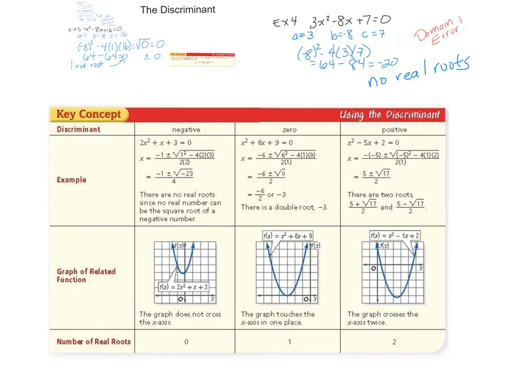Here's a summary. If we have a negative discriminant, we get no real roots because the graph will never cross the x-axis. If we get a discriminant of 0, we get exactly one real root because it's a double root. The parabola will just touch the x-axis. And if we have a positive discriminant, we will get 2 roots. Now, if they are perfect squares, they are rational. If they're not, then they are irrational, such as this guy, definitely irrational.